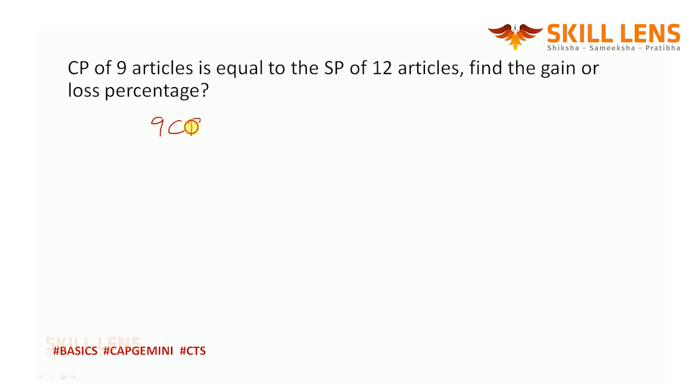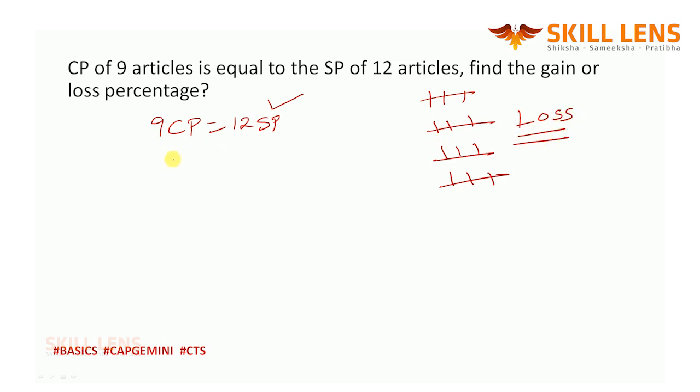9 CP is equal to 12 SP. Understand, he sold 12. He had 12 sanitizers. Okay, he sold 12 sanitizers, but still he is getting only 9 articles. Which means what, guys, here? Which means he will be in where? Loss. Let's do it in a general way.